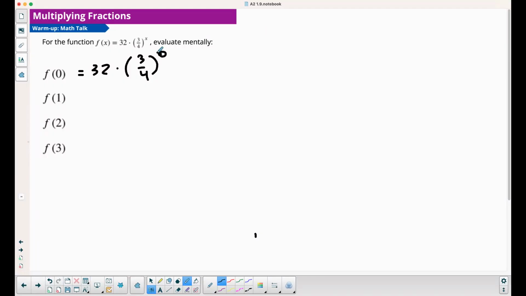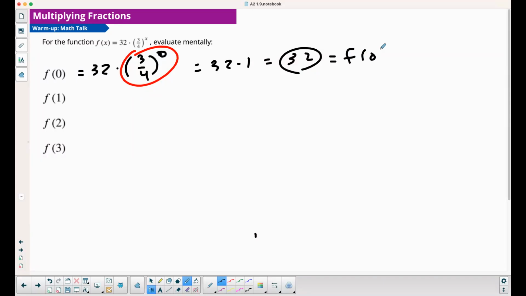Now you've got to do your order of operations first. So this here has to get done first. Exponents come before multiplying. So anything to the 0 power is 1. So this is basically 32 times 1, which is just 32. So if I wanted to say 32 equals f of 0, that means the 0 term is 32.